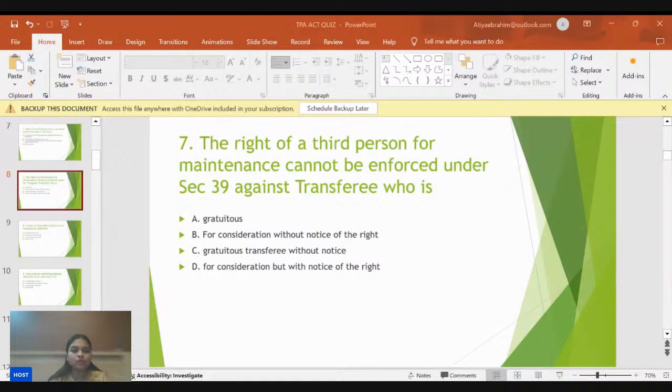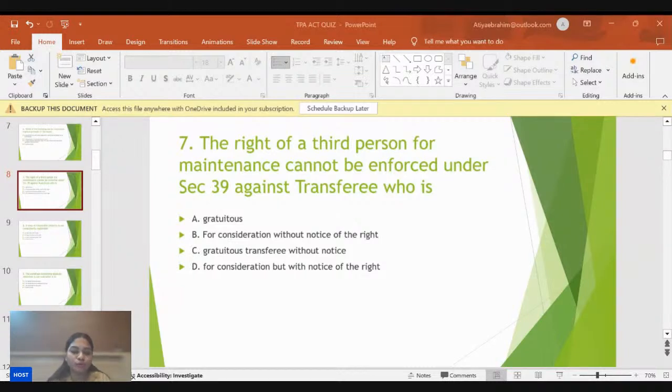Okay, students, can you see question number 7? I'm not going to move forward if I'm not receiving the answer in the chat box for question number 7. What will be the answer to question number 7? What do you think? Please see question number 7.